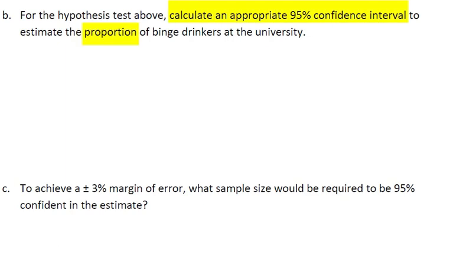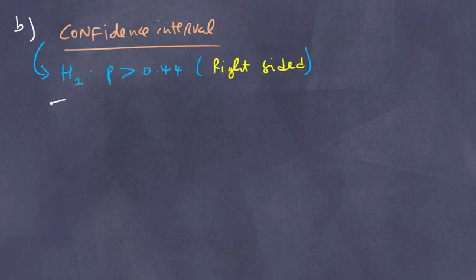For the test above, find a 95% confidence interval to estimate the proportion of binge drinkers at the university. This confidence interval depends on H1, right? So the confidence interval is also right-sided. It's going to go from a lower bound to infinity, or probably 1 because we're dealing with a proportion. This is one proportion, so the upper bound is 1, but I guess you can also write infinity. I don't think the prof will mind. But the lower bound is the most important.